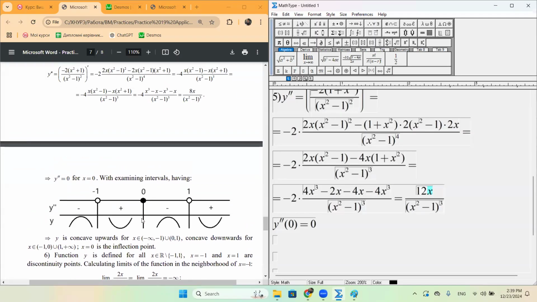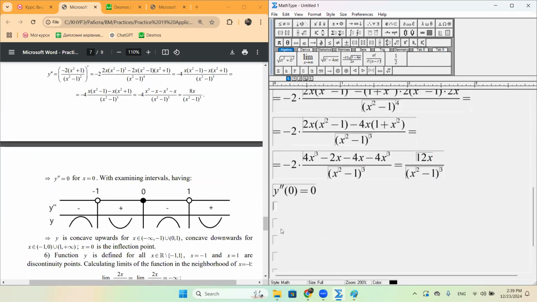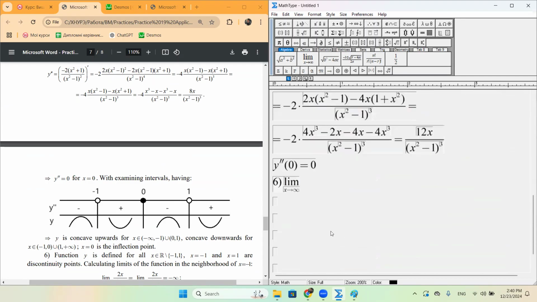Okay, and now we need to check asymptotes of the function. So let's do it. Remember that we need to calculate limits. First of all, what about vertical asymptotes? We can see that x equals 1 and x equals -1 are possibly vertical asymptotes, and we need to verify it.